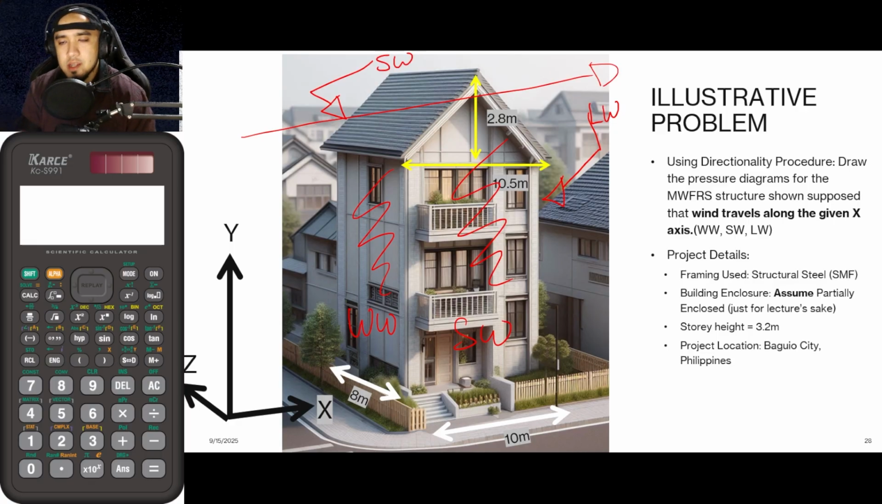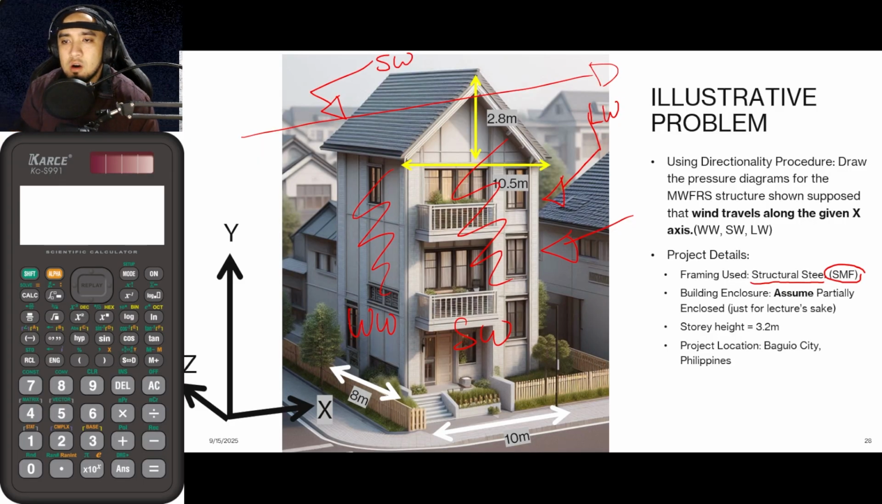Okay, so for the project details, the framing to be used in this particular building is that of structural steel components. Also indicated here that it must be special moment frame. So when we say moment frame, the structural members would consist of beams and columns only.